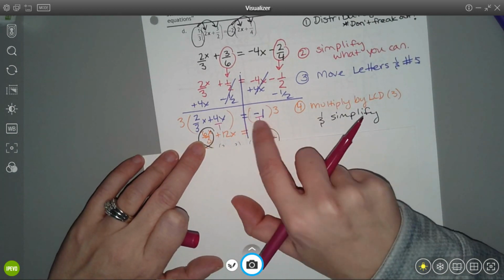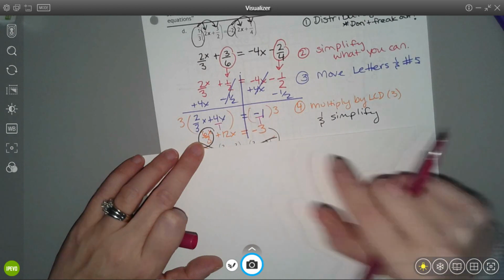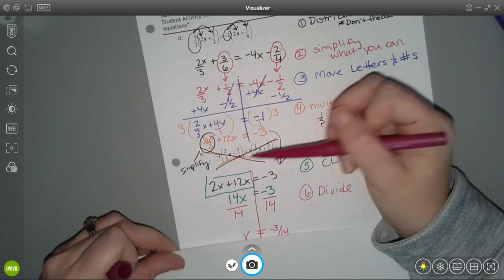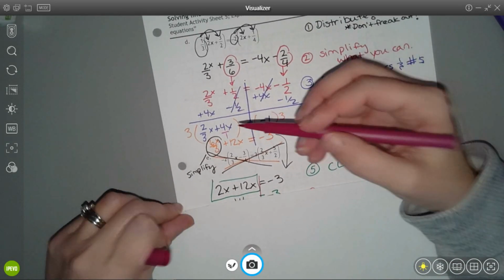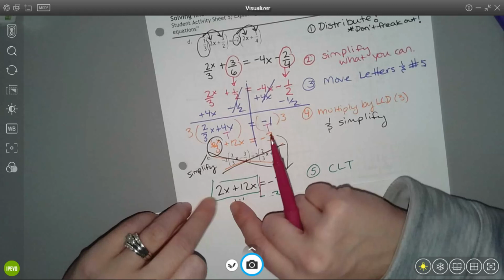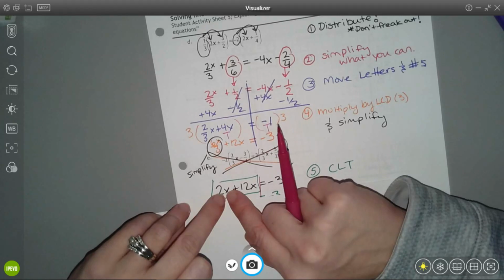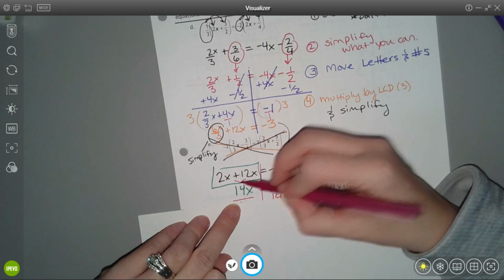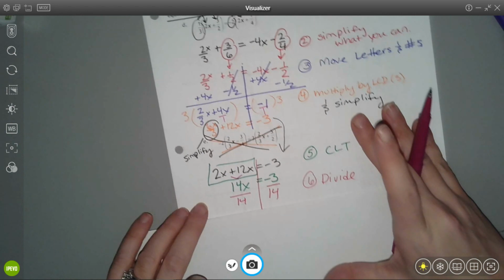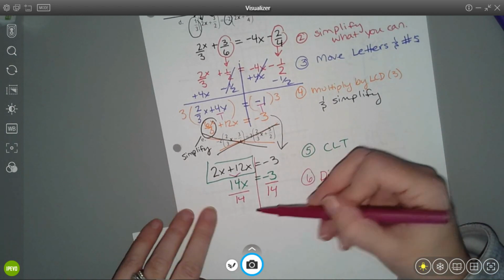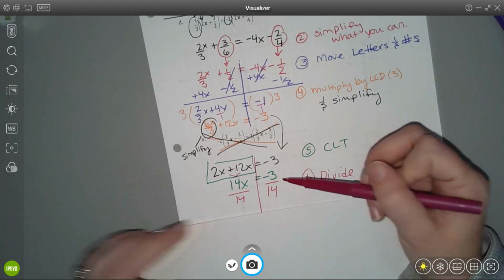Simplify 6 over 3. Go ahead and cross off that next problem, guys. We're not going to do it. 6 over 3 simplifies to 2x. 12x is still 12x. And negative 3 is still negative 3. I'm going to combine like terms here to get 14x. And then 14x equals negative 3. Divide both sides by that, and we get negative 3 over 14. Don't worry about decimals on that, guys. Again, we're not doing this part E.